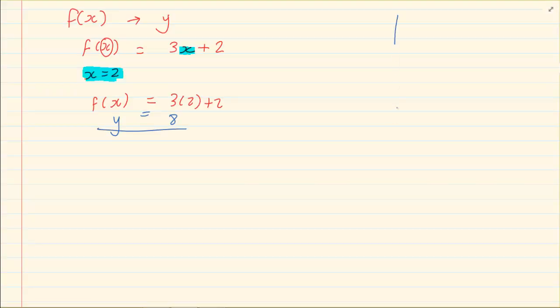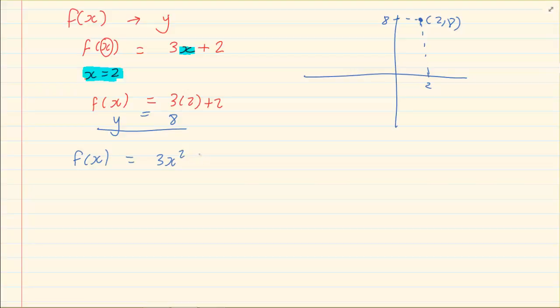So if you had a Cartesian plane and you were going to plot it, it means where x is 2 and y is 8 will be the coordinate. Now it's important that you know how to do this, because sometimes they will give you an f of x notation, and then they will tell you, draw the graph.